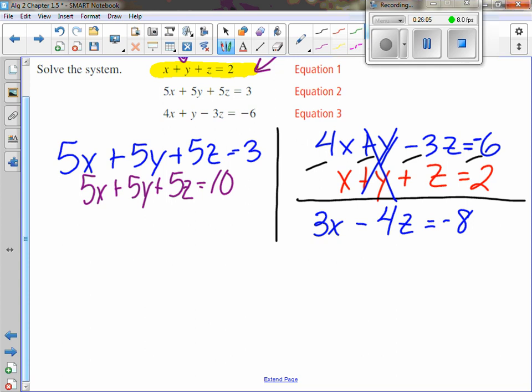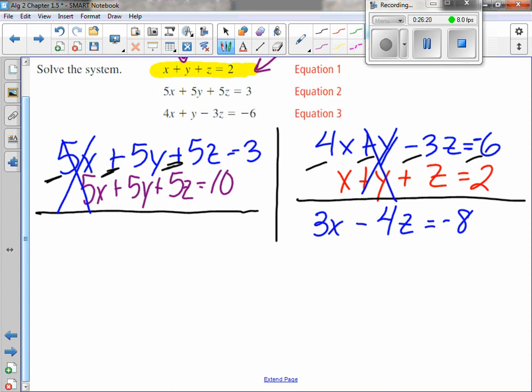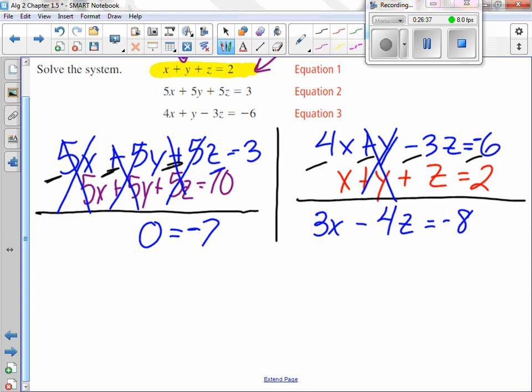Now let's look at the other one. We'll do it to both. Signs are the same, so we subtract. 5x minus 5x. 5y minus 5y. 5z minus 5z. So everything on this side is 0, yes? 3 minus 10. Negative 7. When will 0 equal negative 7?